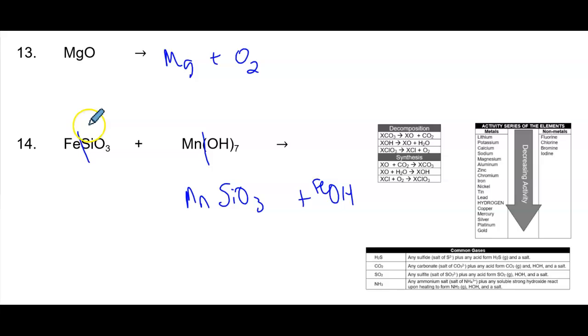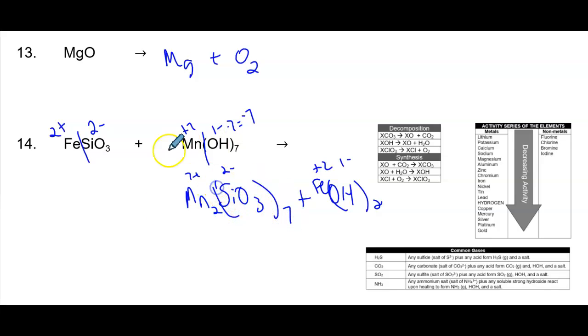SiO3 is a unit and it's a 2-, and there's only one of them because there's no parentheses. So this has to be a 2+. So then I know Fe is a +2, which means it's going to be 2 because H is a 1-. And then here, I know that this is a 1- and there's 7 of them, so this has to be a +7. So this is 7 plus and 2-, so there's going to be a 2 here and a 7 there, and then you're going to balance it.